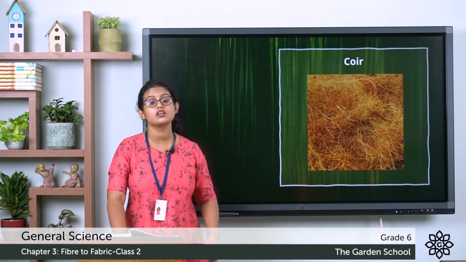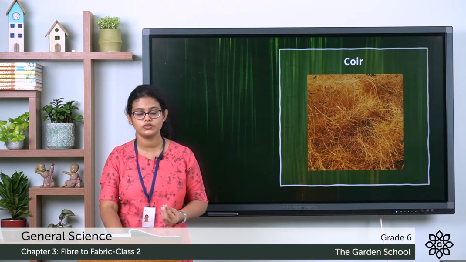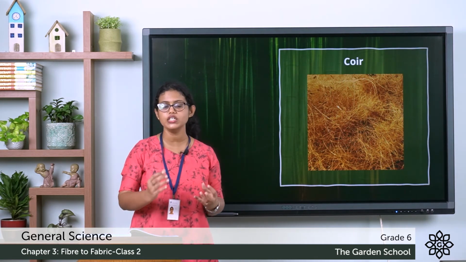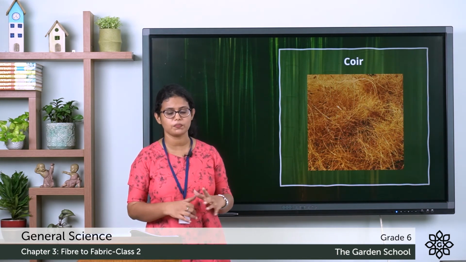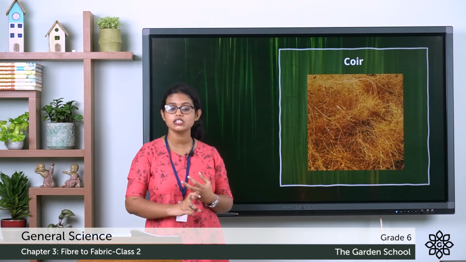The next is coir. So where do we obtain this coir fiber? From the coconut, from the outer covering of the coconut. So you all have seen it, right? Coir fiber is obtained from the outer covering of coconut. It is strong and it is rough.